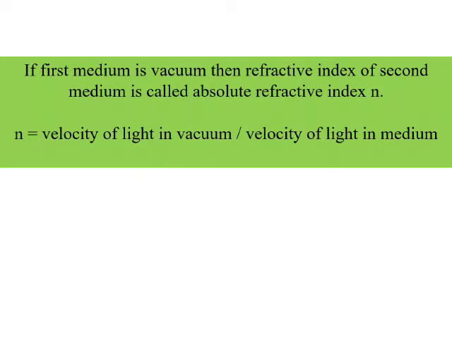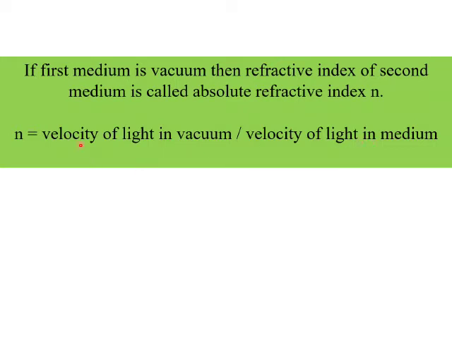As given on your screen, if the first medium is vacuum, then refractive index of second medium is called absolute refractive index and it is written as N. The formula will be N, that is absolute refractive index, is equal to velocity of light in vacuum, which is our first medium, divided by velocity of light in second medium. This medium can be air, ice, water, alcohol, kerosene, etc.